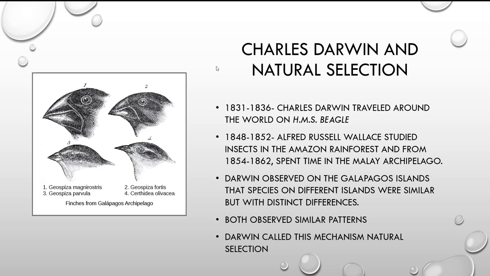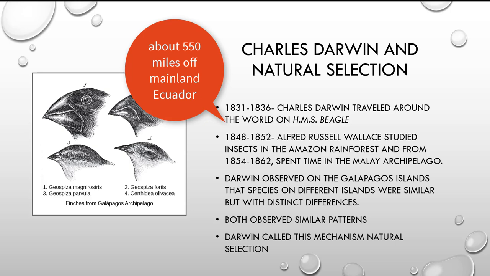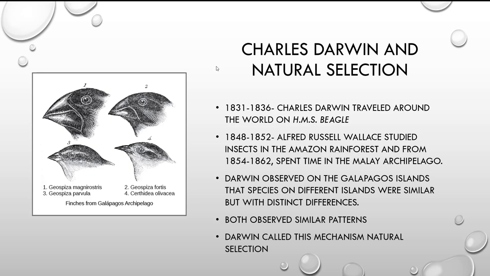And he observed that species on these different islands were very similar, but had very distinct differences. If anybody knows anything about the Galapagos Islands, it's this little cluster of islands of Ecuador. It's pretty far off of Ecuador, so it's not easy to get to from the mainland. And the finches there, you can see here some pictures of them, they all look very similar, but they all have very distinct differences. So, he made those observations.